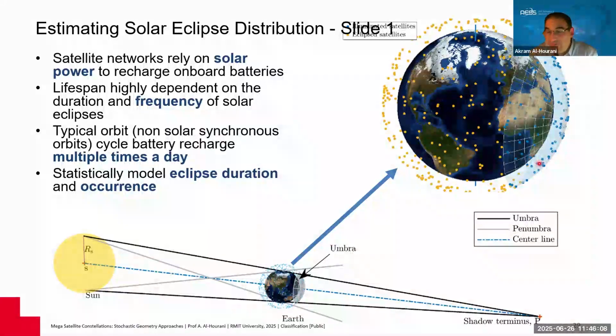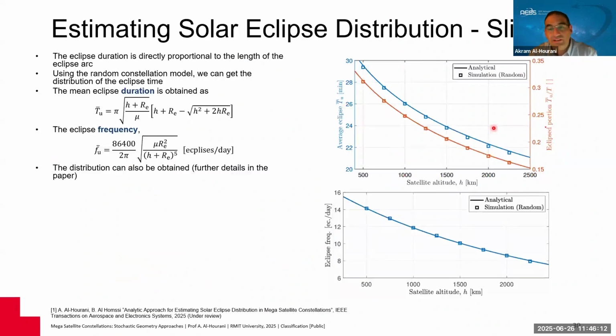Now, satellites are moving very fast. Can we use stochastic geometry to provide some prediction? Well, it turns out, yes, you could use it. I'll just show you a quick example. The x-axis is the altitude of the constellation. The y-axis is the average time the satellite is eclipsed. Let's take, for example, 1,000 kilometers. The satellite is going to be eclipsed for 26 minutes on average.